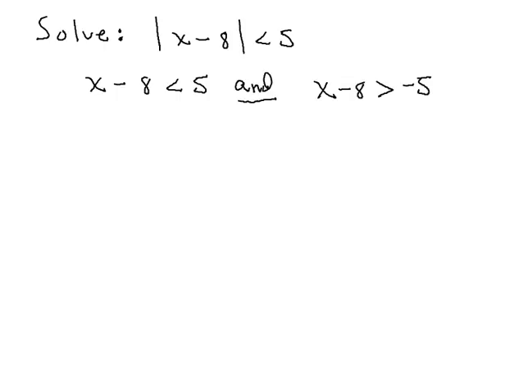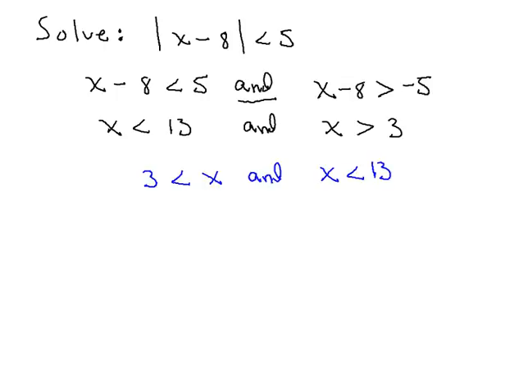So now we'll solve each inequality separately. So for the first, we end up then with x is less than 13, adding 8 to each member. And for the second, we have then x is greater than 3, adding 8 to each side there.